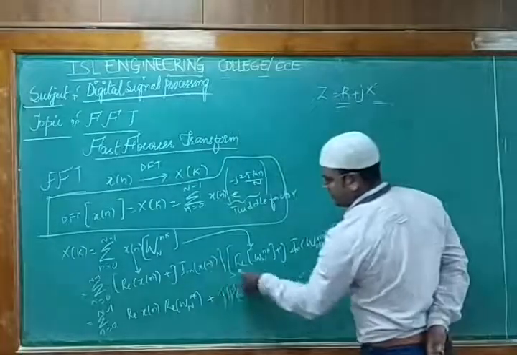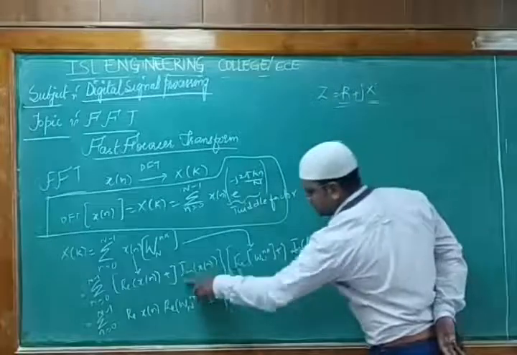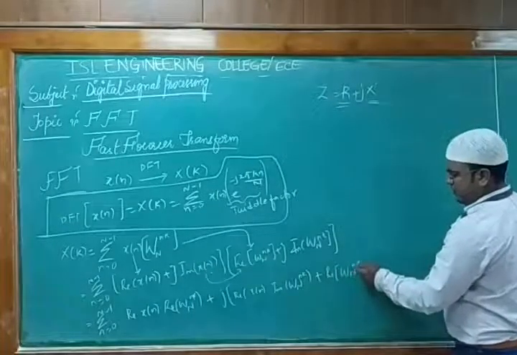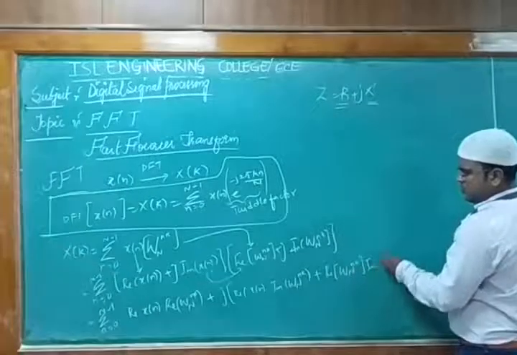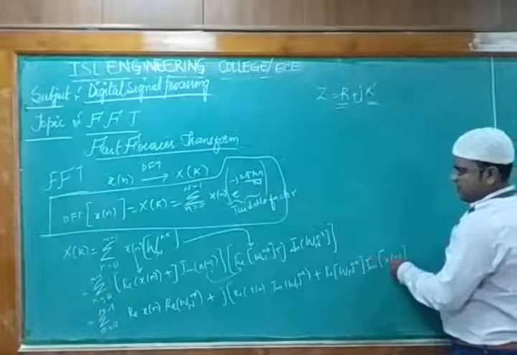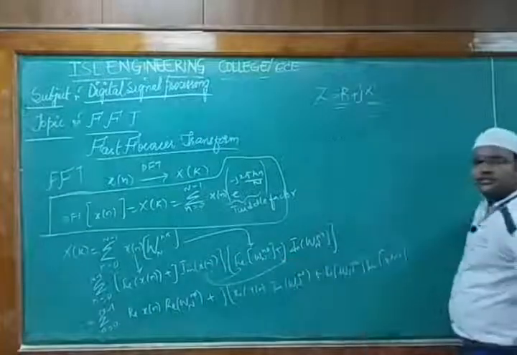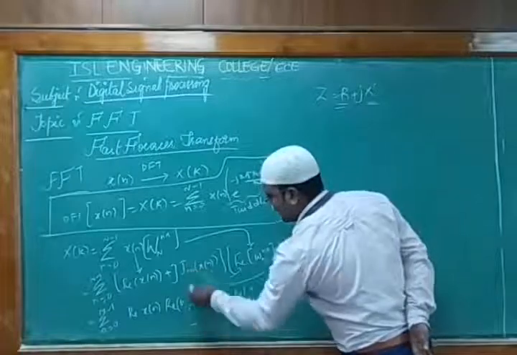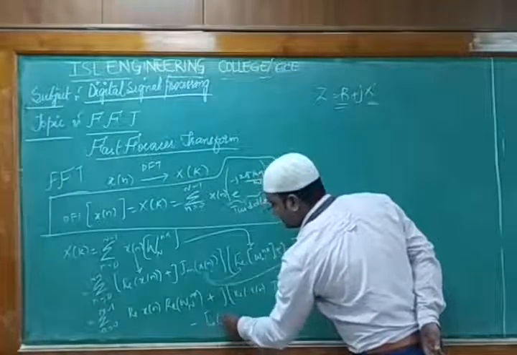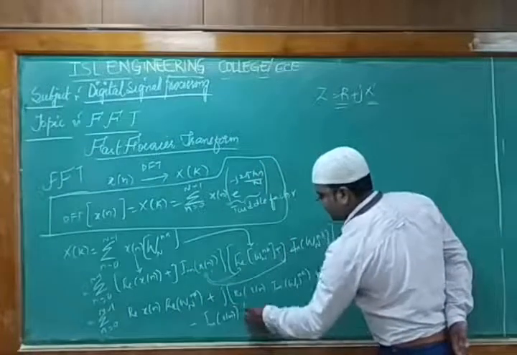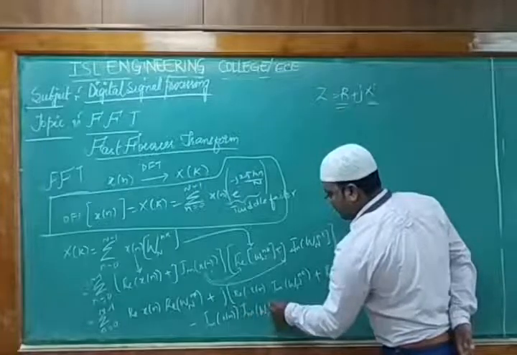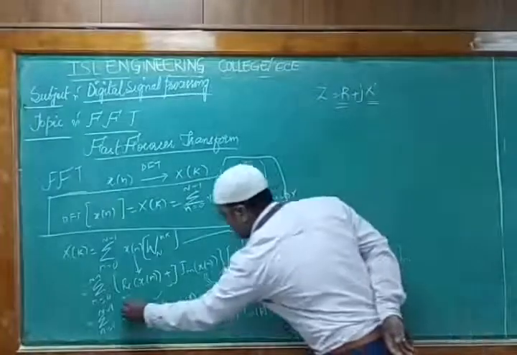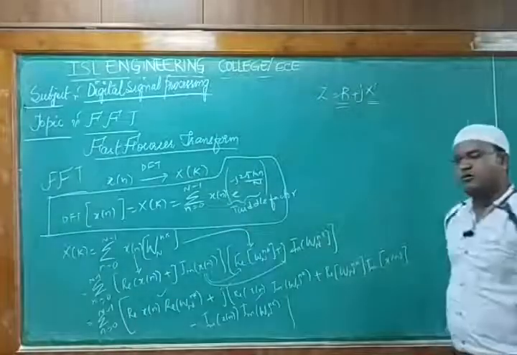Like this I can multiply with the first one. J is anyhow a constant, so I'm keeping this as it is. I can write real of Wn of nk into imaginary of x of n. Then if I multiply this with this, what I'll get? J into j, j square, that is minus. So that minus I can write. So minus of what I'll get? Imaginary of x of n into imaginary of Wn of nk. This is my real part and this is my imaginary part. The whole is having the summation.